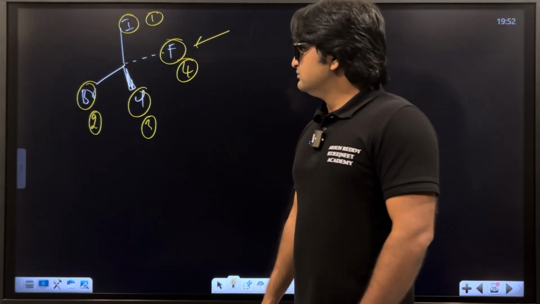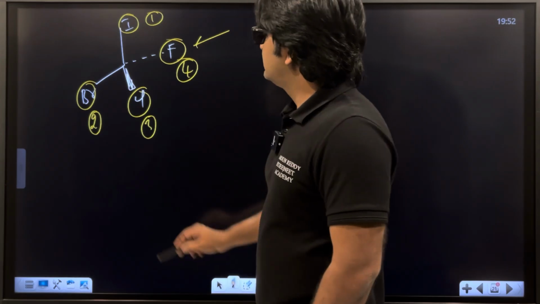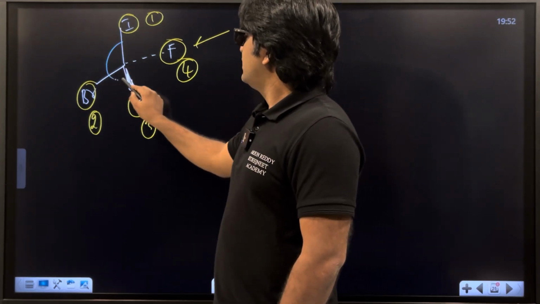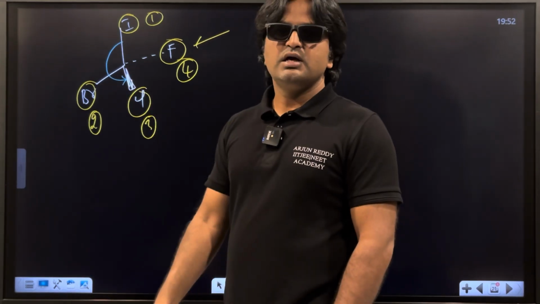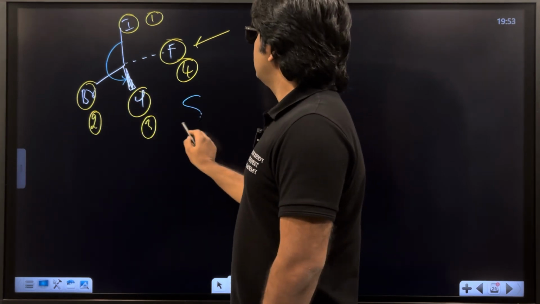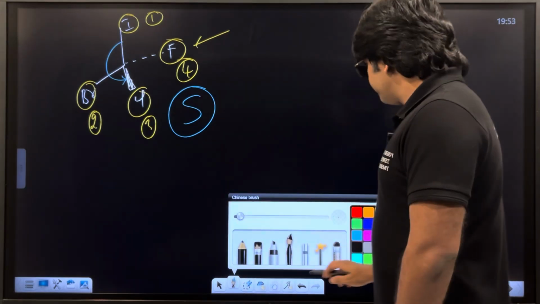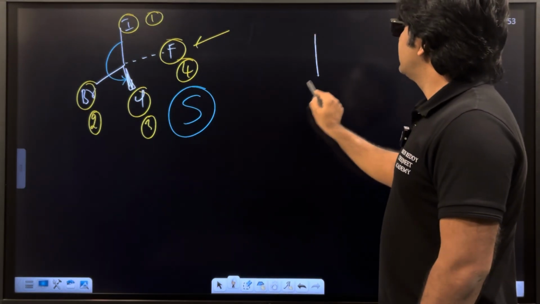Okay. Next, we are looking towards 1, 2, 3. So 1, 2 and 3. What is the direction? Clockwise direction or anti-clockwise direction? Anti-clockwise direction. Then what is the configuration? Yes, configuration.